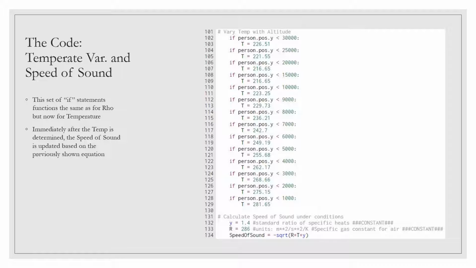Here we are looking at the temperature variance in the speed of sound. This set of if statements functions the same as for rho, but now for temperature. Immediately after the temperature is determined, the speed of sound is updated based on the previously shown equation.